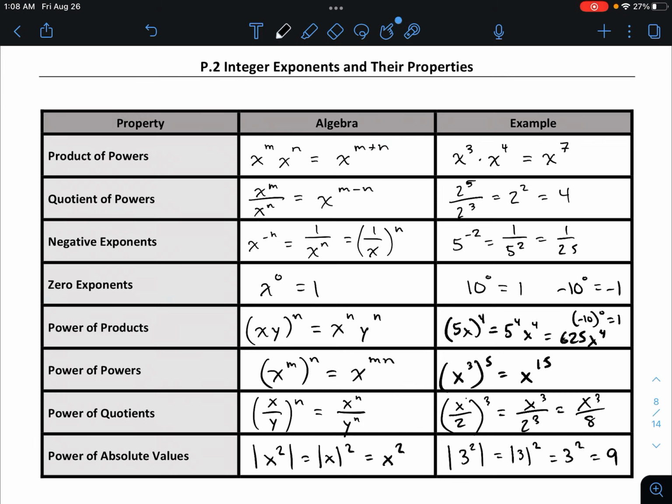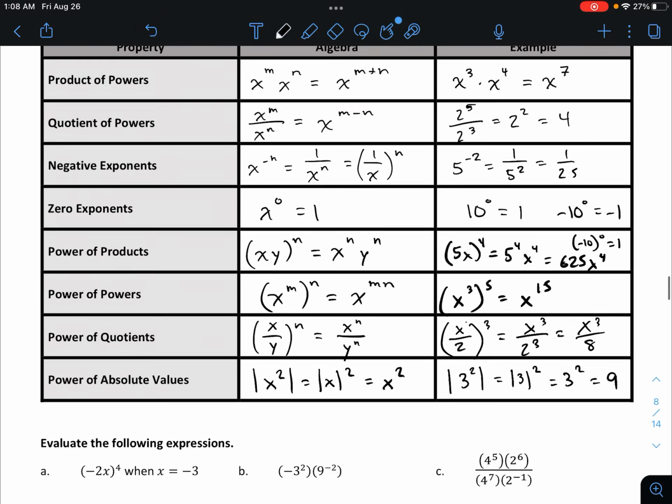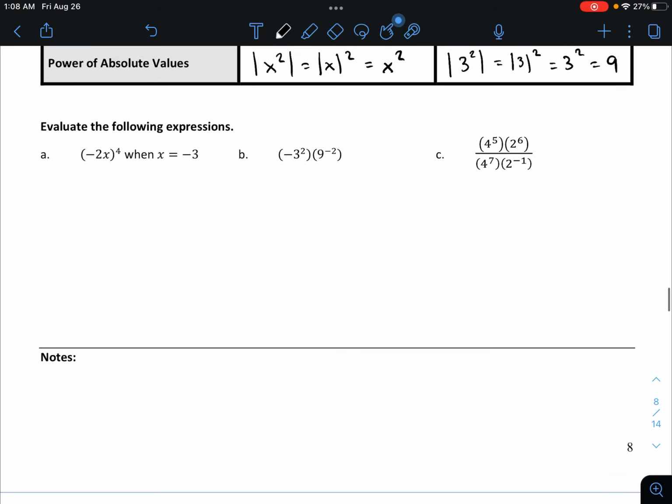All right, so the absolute value is going to make it positive. When you're squaring it anyways, it's going to turn positive, so regardless of what the absolute value does, you're going to have it always be a positive when it comes out. All right, so those are some of the properties that we know already. Just a quick refresher there.